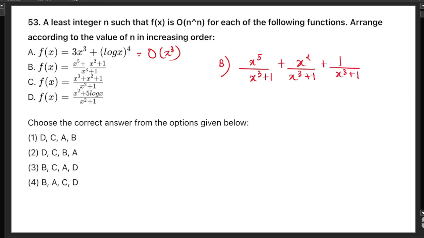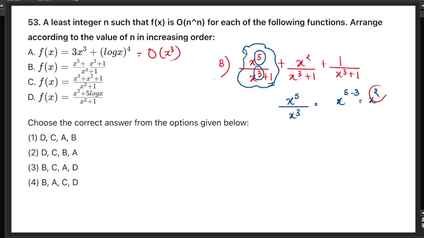If we just see this portion, this portion has the highest power and this is also the highest power. In asymptotic analysis, whenever we are finding the f of x value in terms of big O, we just skip the constants. We don't consider them. Now if we just consider x to the power 5 divided by x cube, that is 5 minus 3, which equals x square. So what we can say is, now what is our power?